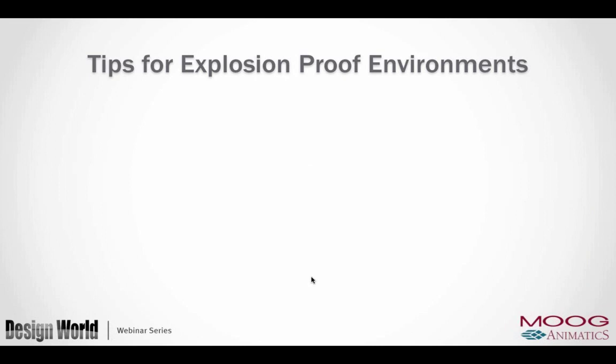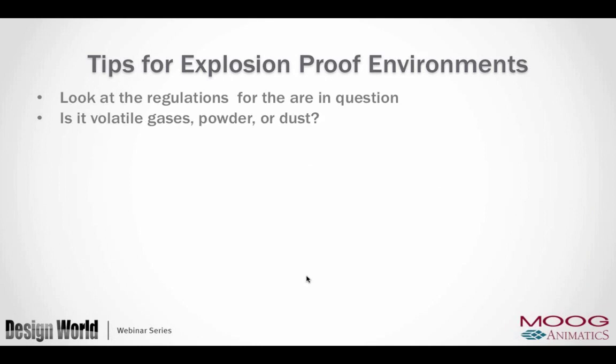Okay, tips for explosion proof environments. Okay, let's think about it. Look at the regulations for the area in question. Is it volatile gases or powder or dust? Which one is it? Is it, say, methane or natural gas? Is it powder, such as gunpowder or something like that? Or is it dust that may be flammable? Now think about it. Some dust may not be flammable, but it may be something you can ignite, such as aluminum powder, okay? Magnesium powder, for example.